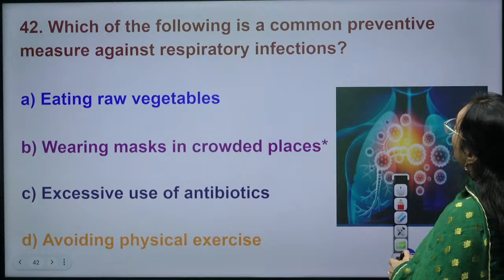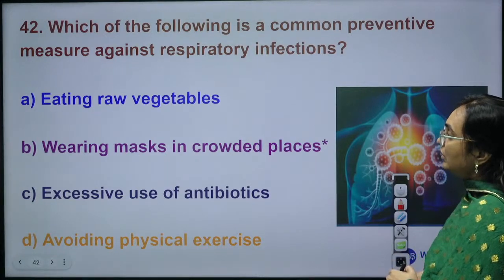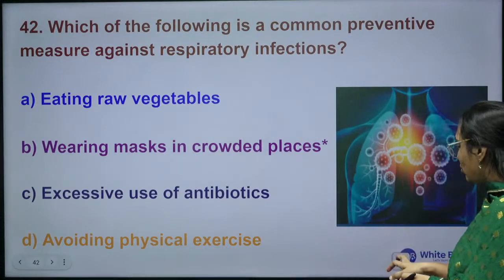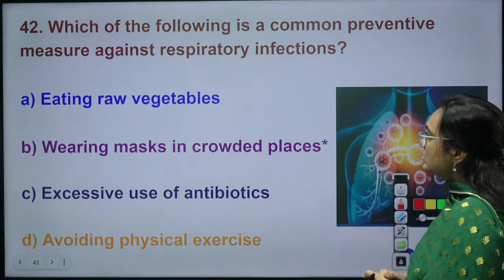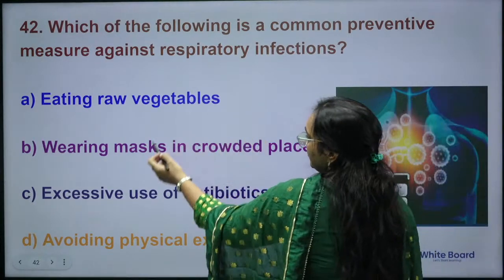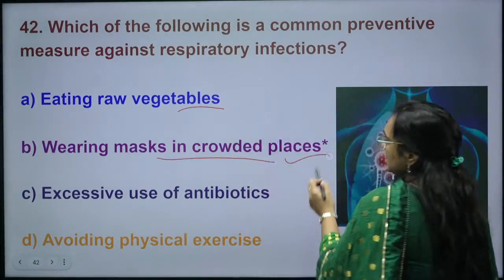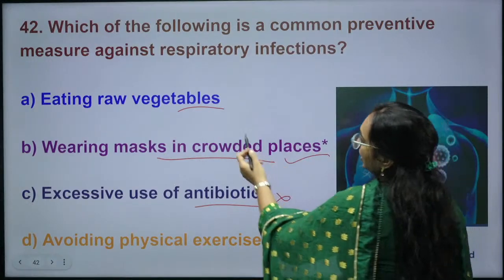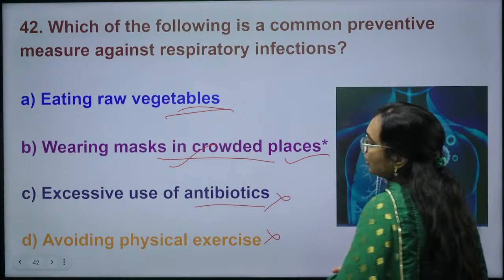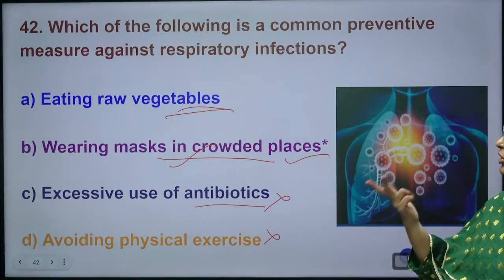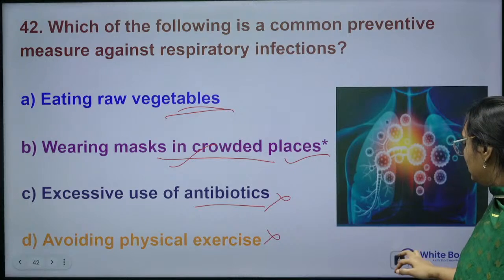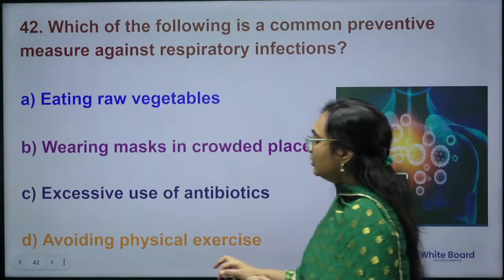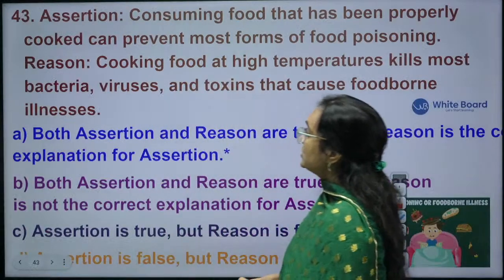Which of the following is a common preventive measure against respiratory infections? Let us see the options here. Eating raw vegetables, it's a healthy way. Next one, wearing a mask in crowded places, yes. Excessive use of antibiotics, no. Avoiding physical exercise, no. Rather than these, wearing a mask in crowded places is the preventive measure against respiratory infections, because it spreads through the breath. So the answer is B.